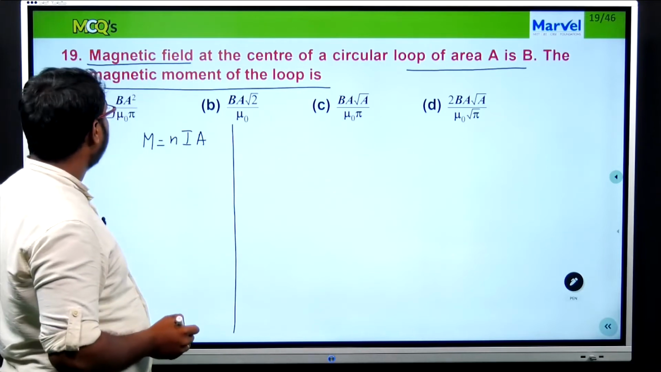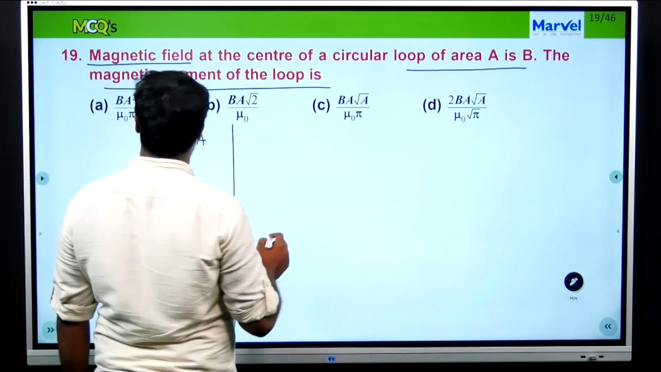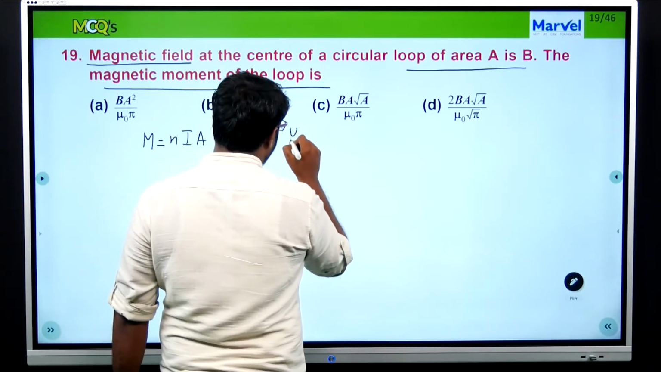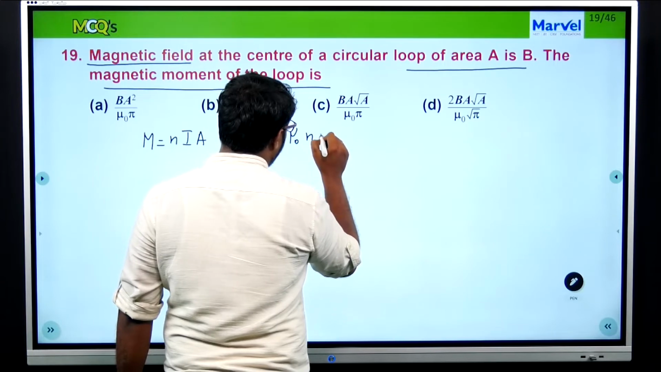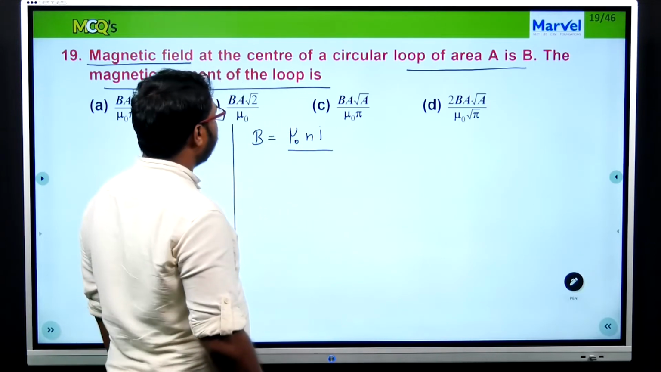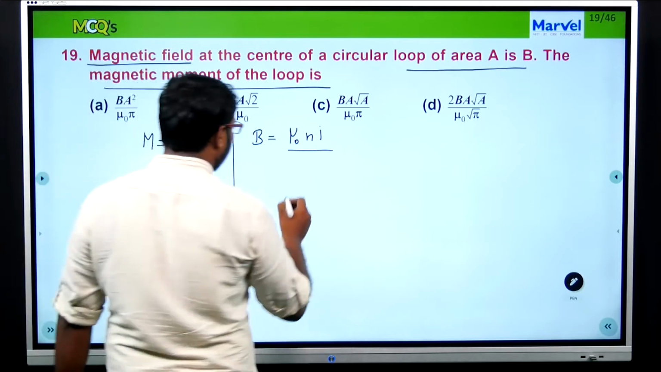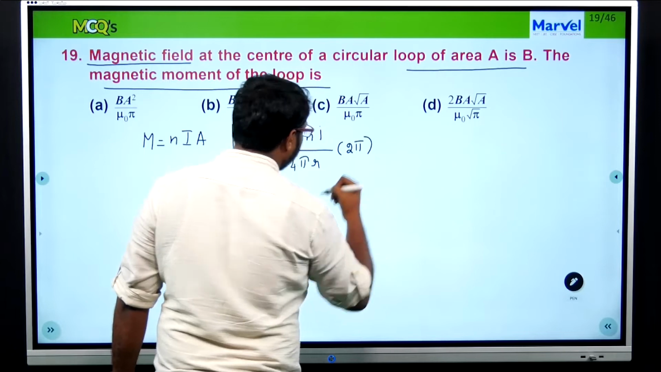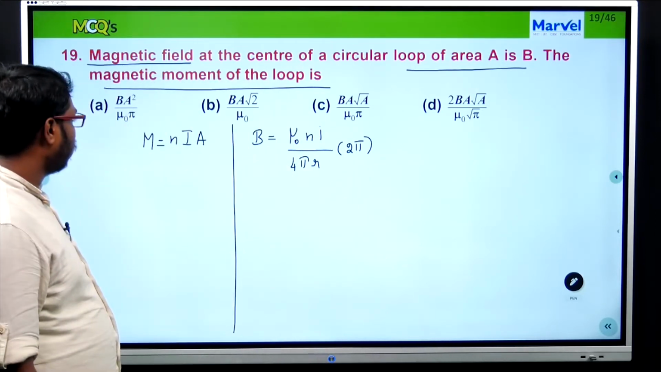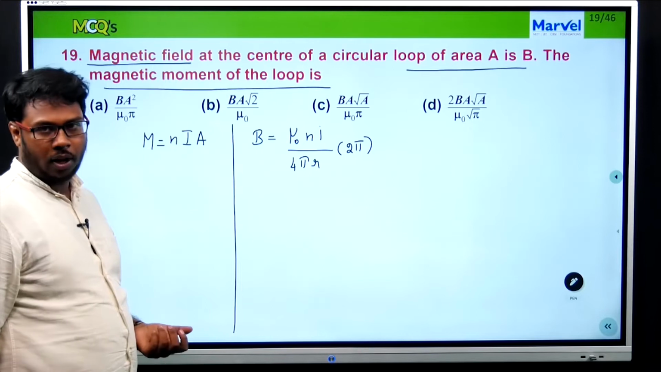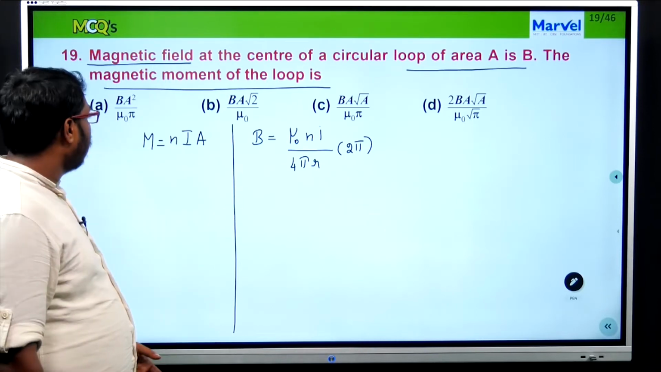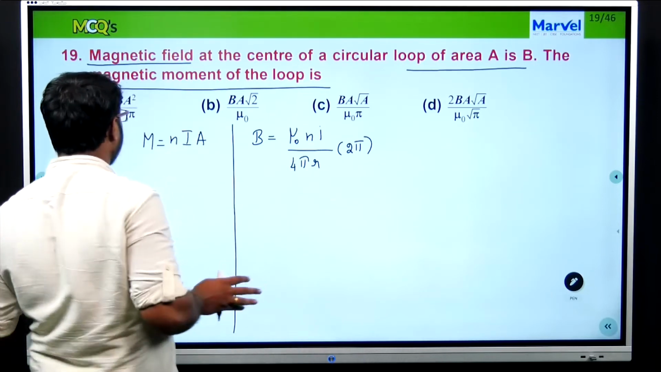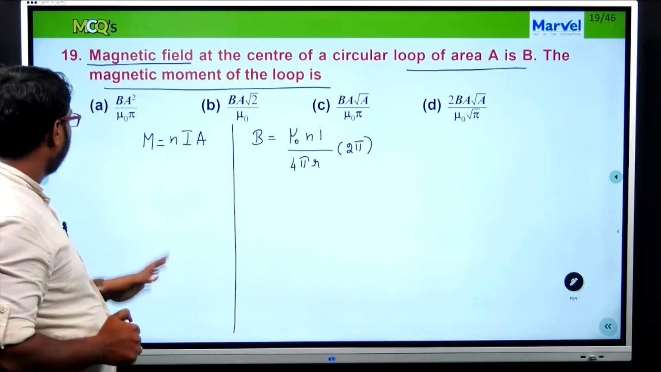N times I into A. That is the magnetic moment, where the magnetic field B is equal to mu naught N into I by 4 into pi into R of 2 pi. This is the magnetic field for a circular loop at its center. Now what we have to do is take this and use it to find the magnetic moment.